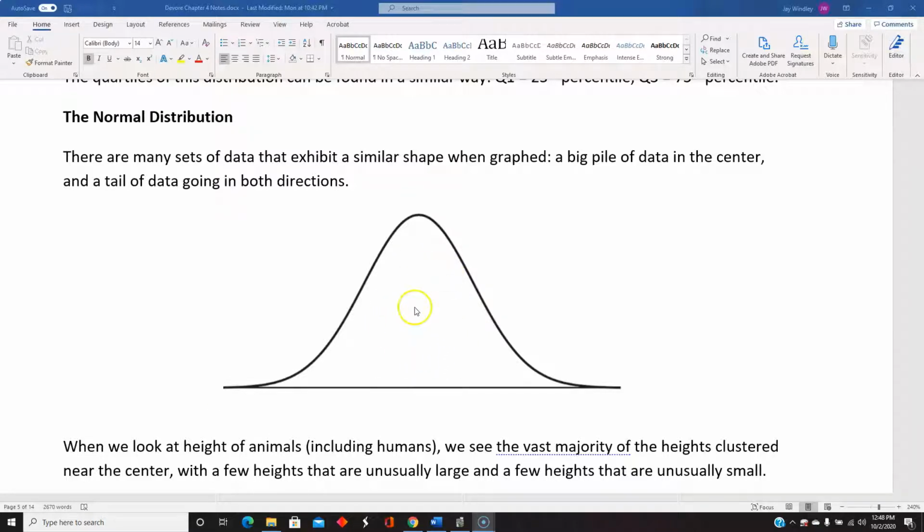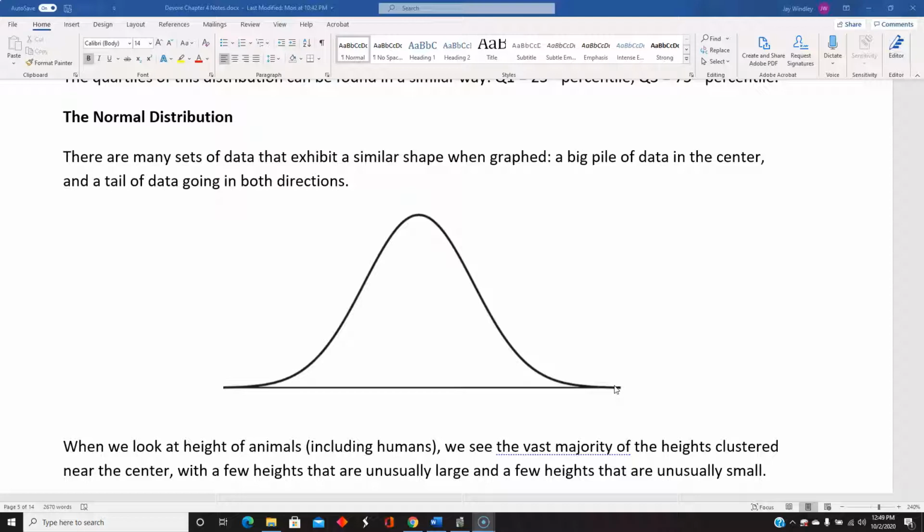There's tons of different data sets that exhibit this type of distribution with a big pileup of data in the center, meaning a lot of the data is near average, and a tail of data going in either direction. So there's high data and low data that kind of balances each other out in a symmetric way, but the farther you go out in both directions on the x-axis, the fewer and fewer data you see.